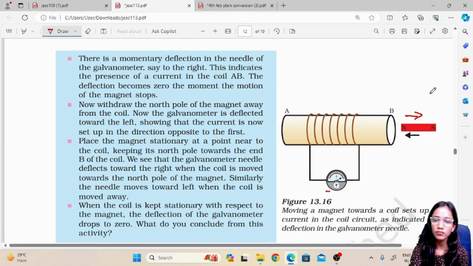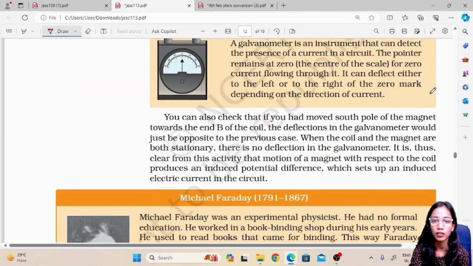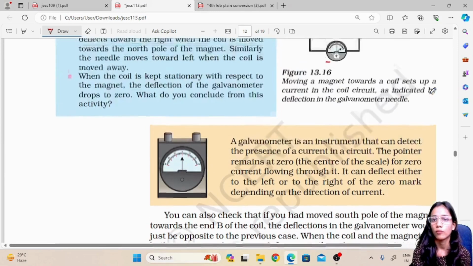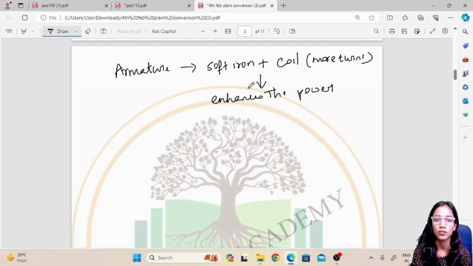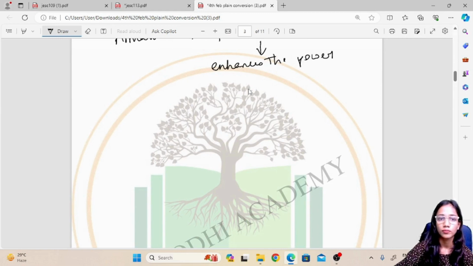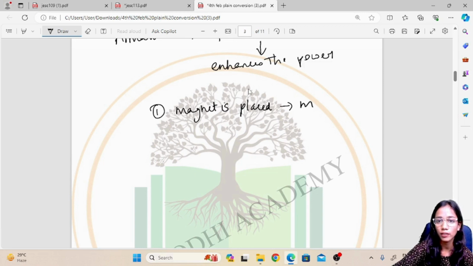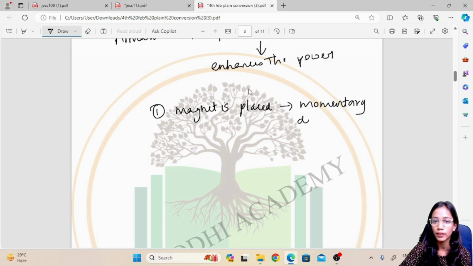Okay, now what does this tell us? What can we conclude from this? Let me first tell you the observations. First observation is that when the magnet is placed, there is a momentary deflection in the galvanometer needle. Okay, momentary deflection.